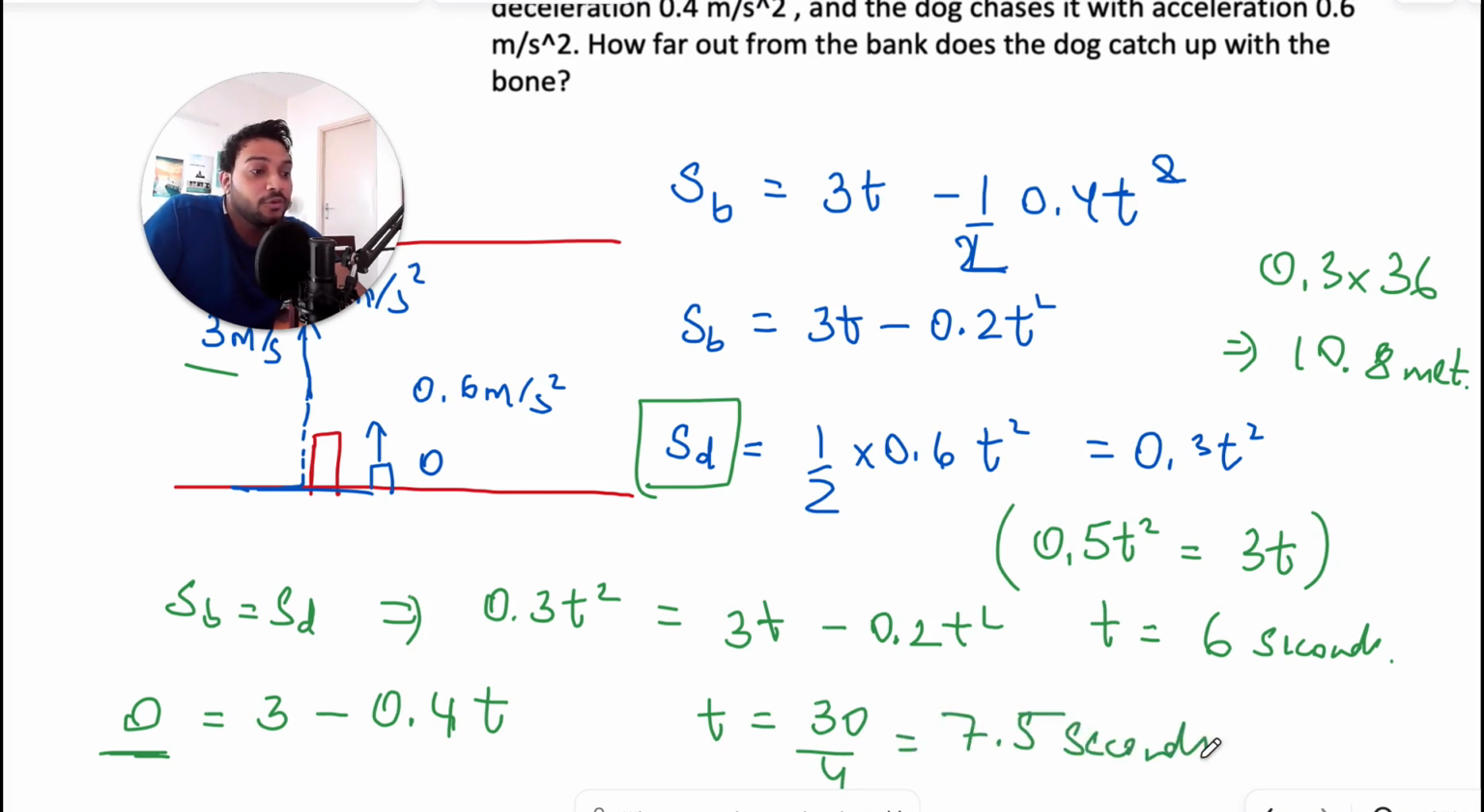So the bone does not come to rest when the dog catches up with it. The dog catches up with it in 6 seconds. The bone comes to rest in 7.5 seconds. But before coming to rest, it would already be taken or eaten by the dog. Okay. Let's go ahead to the next one.